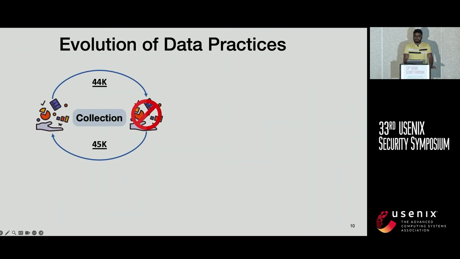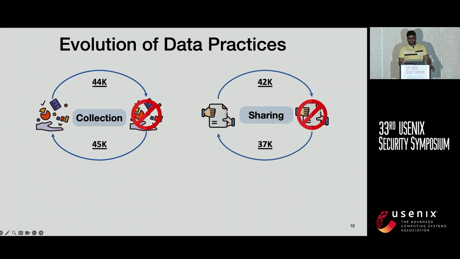Now, looking at the evolution of collection and sharing practices, we see two important trends. We notice that apps can change their practice from collection sharing to not collection sharing, and vice versa, quite frequently. This can have serious implications as the trustworthiness of the privacy label can be in question. We uncover some potential causes for these in our developer study.